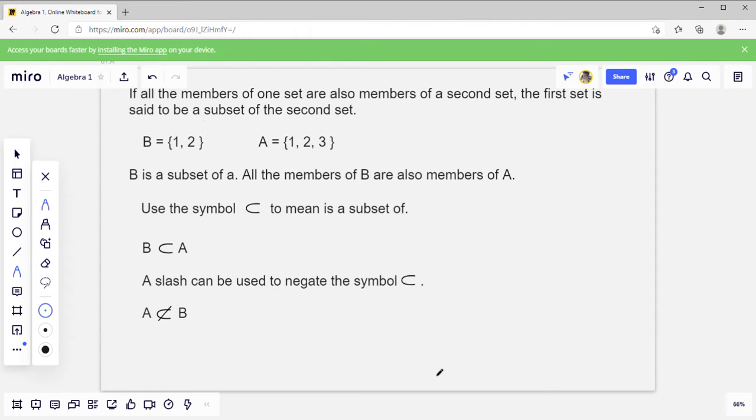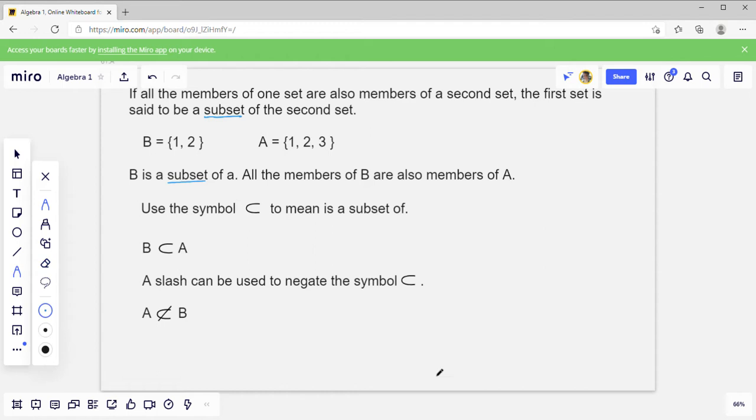The main word we're looking for right here is subset. Alright, so set B has 1 and 2 in it. Set A has 1, 2, and 3. B is a subset of A. All the members of B are also in A. So we got a 1 and a 2, and A also has a 1 and a 2. So that means B can fit into A. So B is a subset of A.